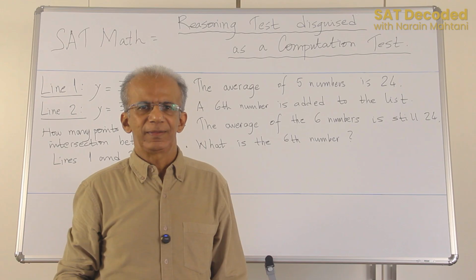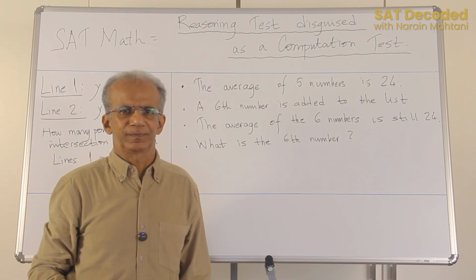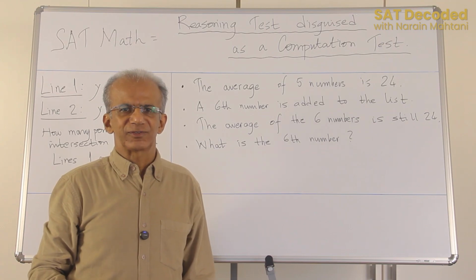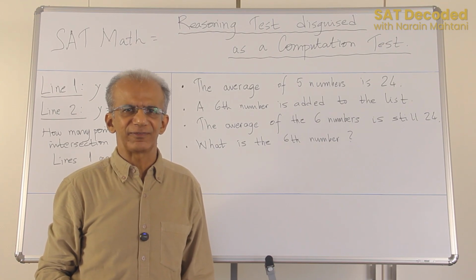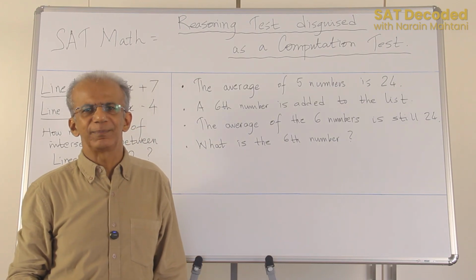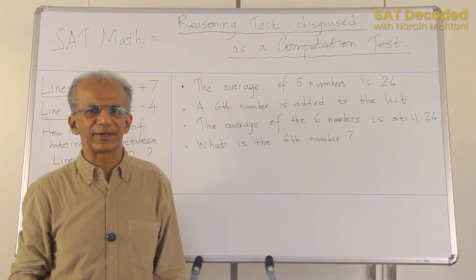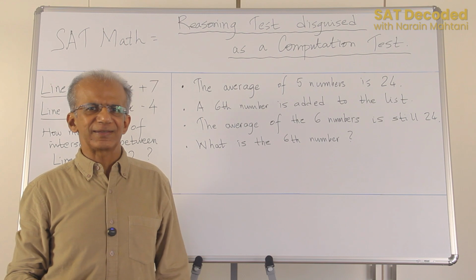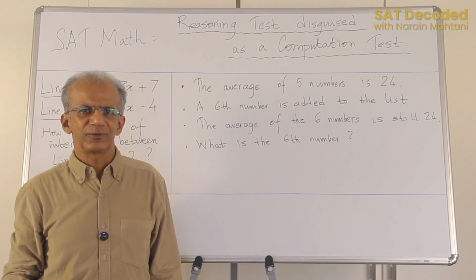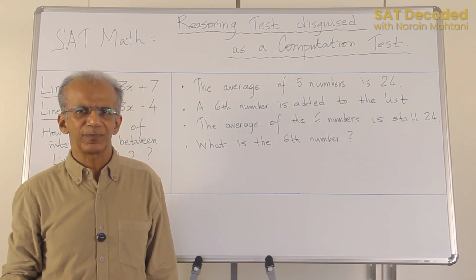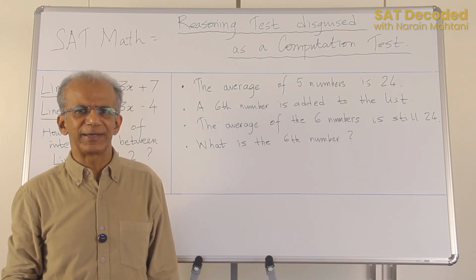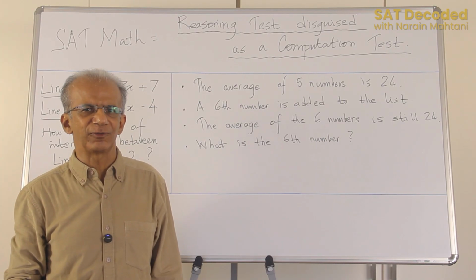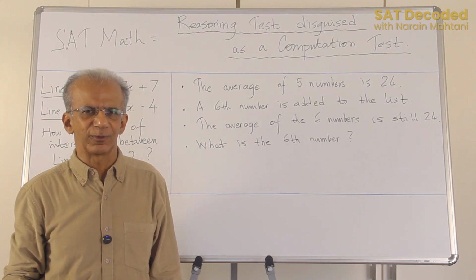Take a moment, think about how you would approach this. Now, a student who reaches for computation does the following. She thinks the average of 5 numbers is 24, so their sum must be 5 times 24, which is 120. Then she thinks the average of 6 numbers is 24, so their sum must be 6 times 24, which is 144. Then she subtracts 144 minus 120 equals 24. So the sixth number is 24.